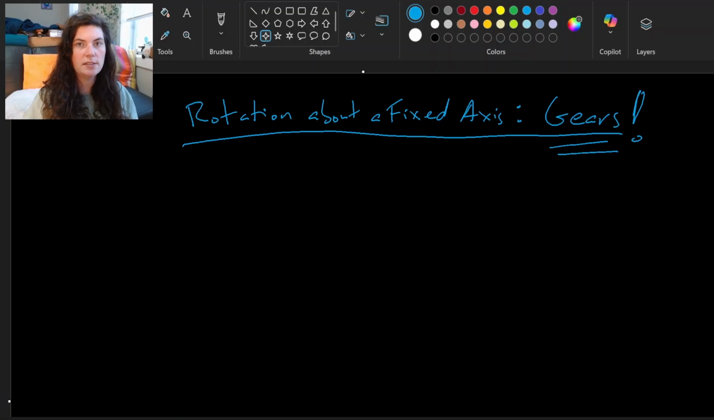Now, a special case of rotation about a fixed axis that we often come across as engineers, and we come across in mechanics, is gears and gear ratios. They're really important mechanisms for us. So we often find that this is going to be an issue with those, and there are some good equations and some relationships in our linear and angular kinematics that we can use to relate these gears and gear ratios.